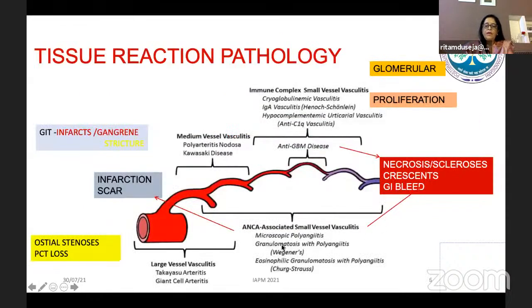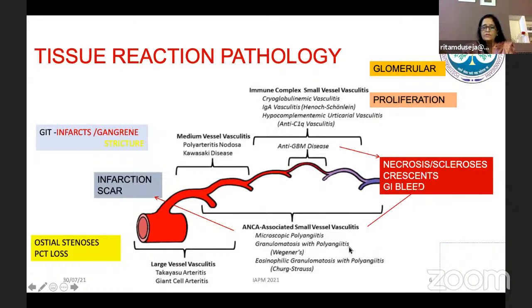Now, what happens whenever there is vasculitis? There is obviously bound to be a tissue reaction. So tissue reaction again would depend upon what is the stage of our arteritis. If there is an acute arteritis, obviously at that stage I'm going to see necrosis. But if I see it a little later, I'm going to see sclerosis. Similarly, crescents could be early crescents, which are cellular, or maybe fibrocellular or fibrous, depending upon at what stage the biopsy has been done.